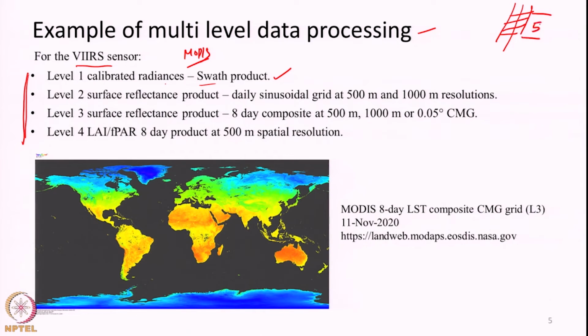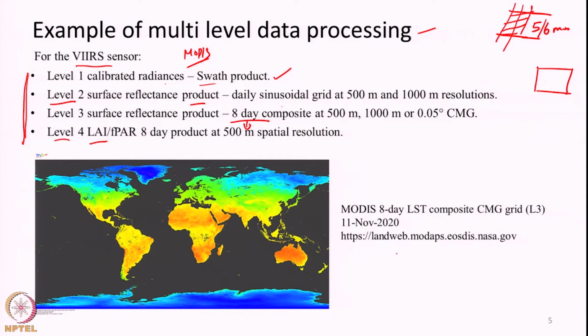Every 5 minutes or 6 minutes of along-track information will be cut and given to you, that is level 1 data. Level 2 product may be a surface reflectance product in a sinusoidal grid, say H25 V07, like that, right. Level 3 may be an 8-day composite surface reflectance product. Level 4 may be an LAI product which ingested this surface reflectance data and other information. So, this is just one example of how data from an optical remote sensing sensor, optical meaning visible, NIR, SWIR and TIR bandwidths, is organized.